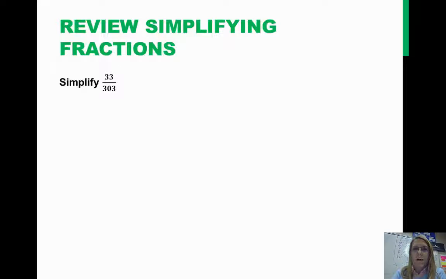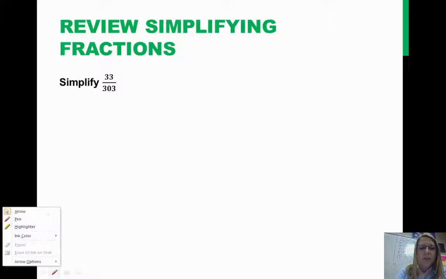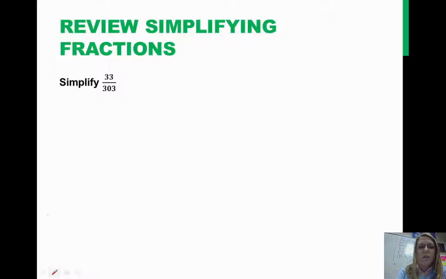And to simplify that, we always try to break it down into its factors so that we can actually simplify out the fraction. So if I take 33 and I make it into its factor tree, I know 33 can be broken up into 3 and 11. And I can do the same thing with 303. 3 goes into 303 101 times, okay? And 101 is a prime number, so there's not really anything else we can do with that one.